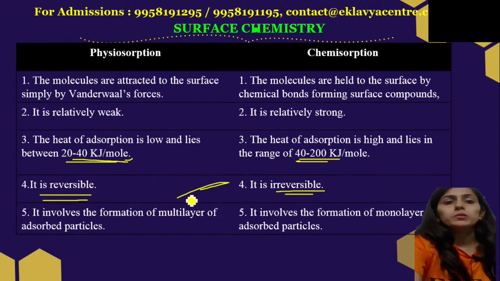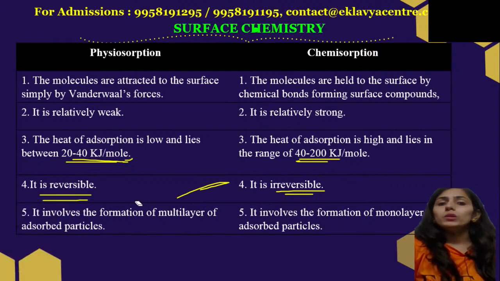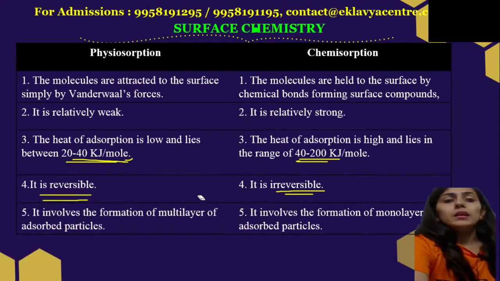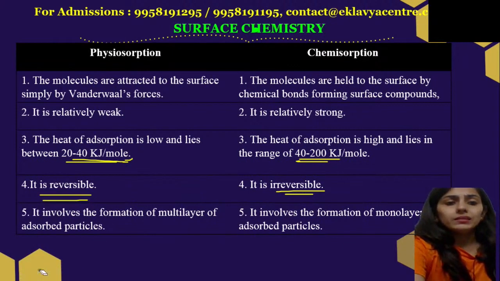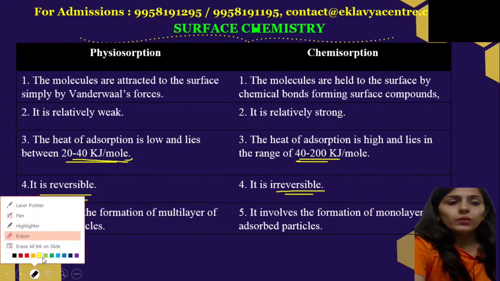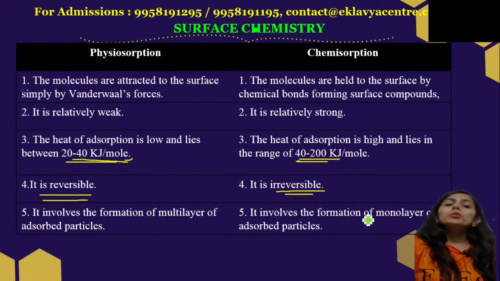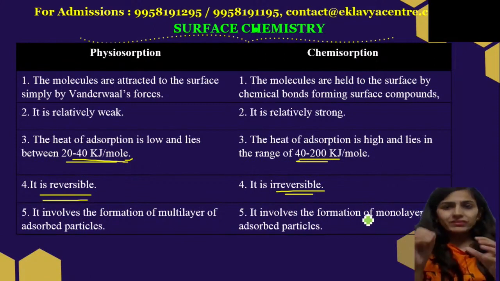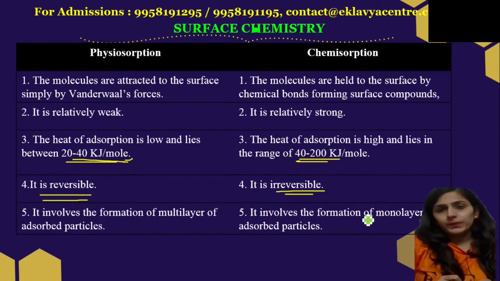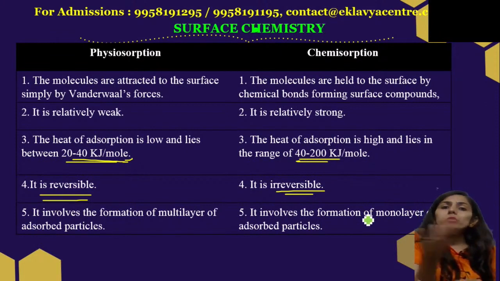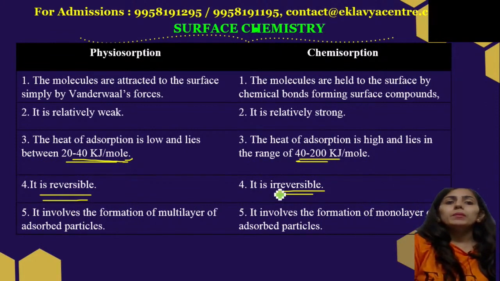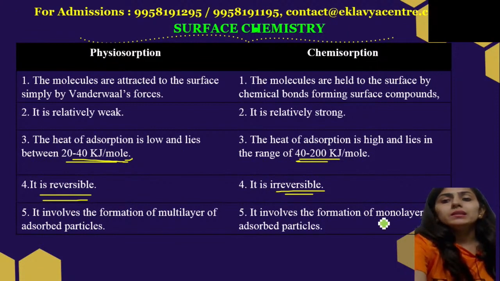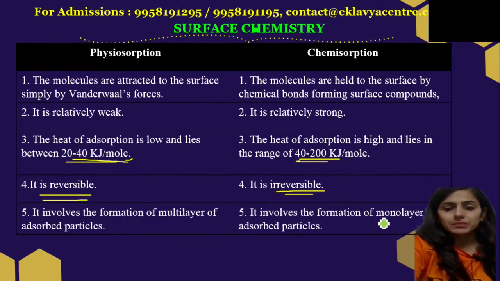Because what is physisorption? Simply adsorption and desorption, right? I have told you. Physisorption involves the formation of multilayers, but chemisorption involves the formation of a monolayer of adsorbed particles. I will discuss this in further classes. Like suppose when we dip a wood in a liquid, what happens? There's a formation of multilayers. This is an example of physisorption, but in chemisorption only the formation of a monolayer takes place.